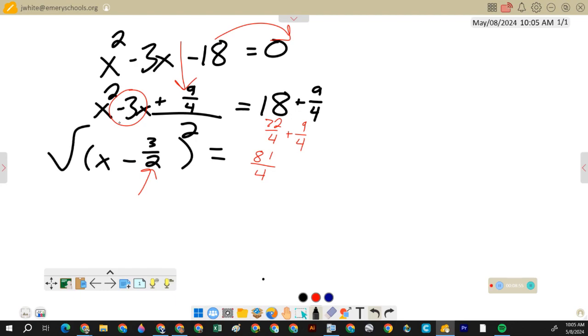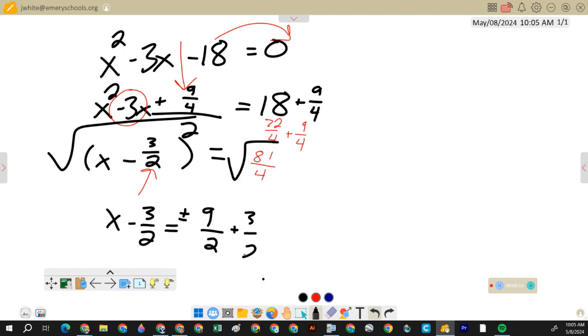Now I square root. X minus 3 over 2 is equal to, the square root of 81 is 9, and the square root of 4 is 2. Plus or minus. Add 3 over 2. 9 plus 3 is 12, divided by 2 is 6. And negative 9 plus 3 is negative 6, divided by 2 is negative 3. And those are my factors, or those are my roots.